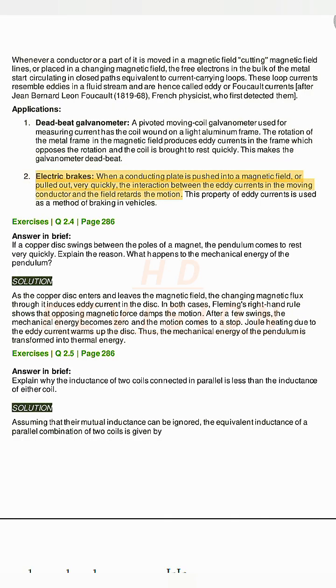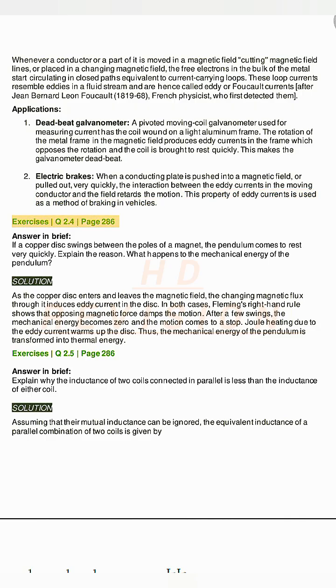2. Electric brakes. When a conducting plate is pushed into a magnetic field, or pulled out, very quickly, the interaction between the eddy currents in the moving conductor and the field retards the motion. This property of eddy currents is used as a method of braking in vehicles.